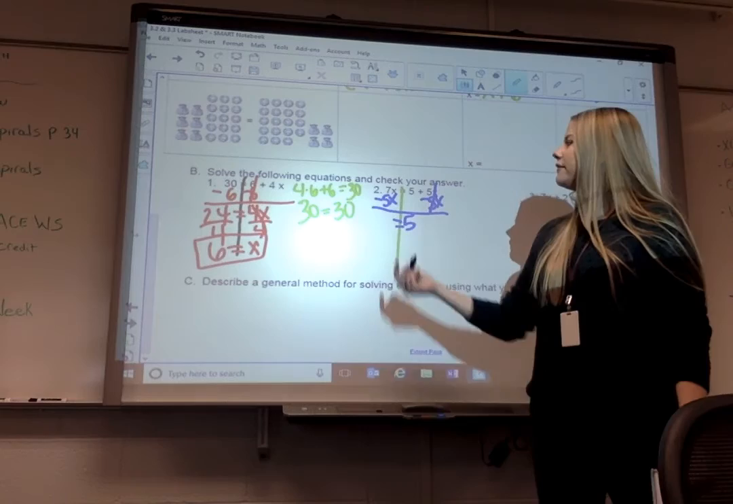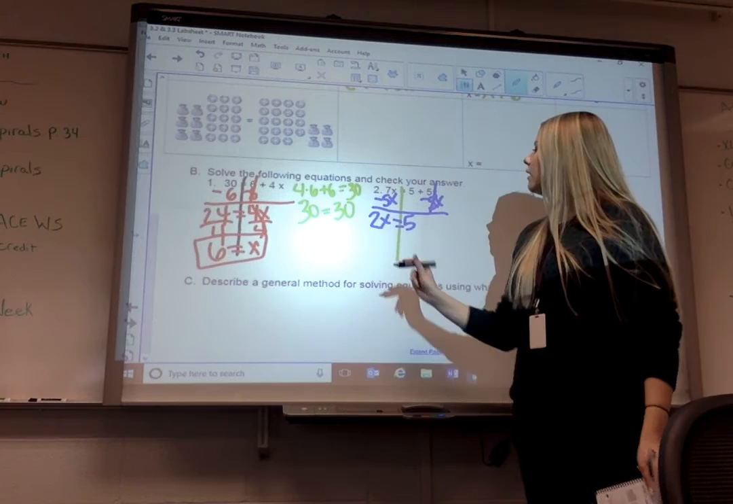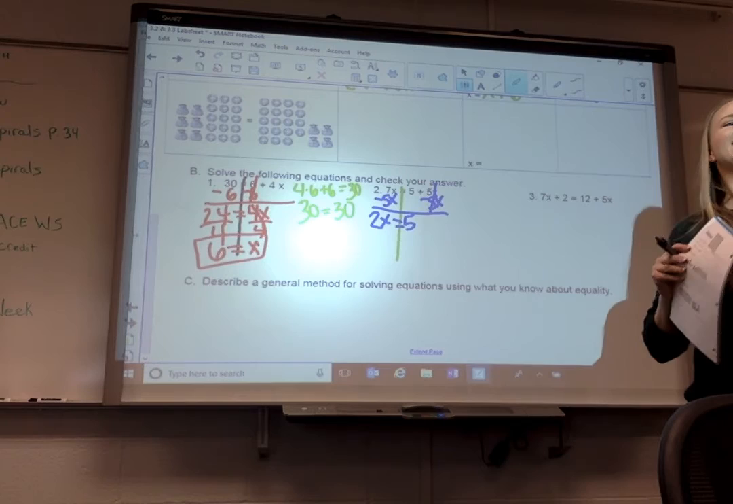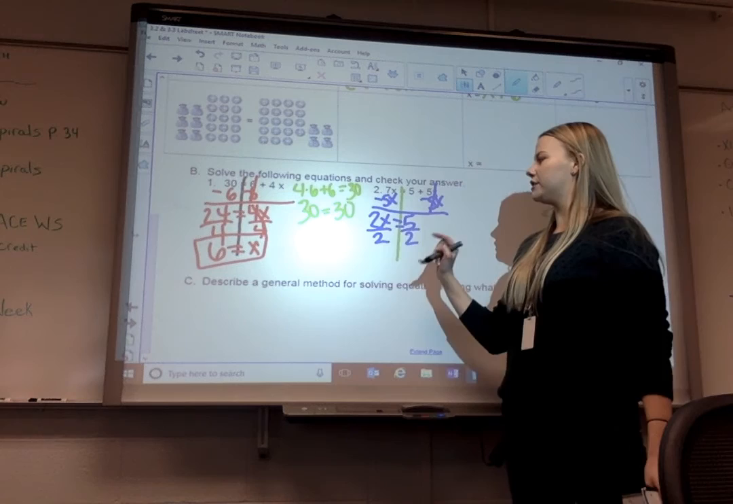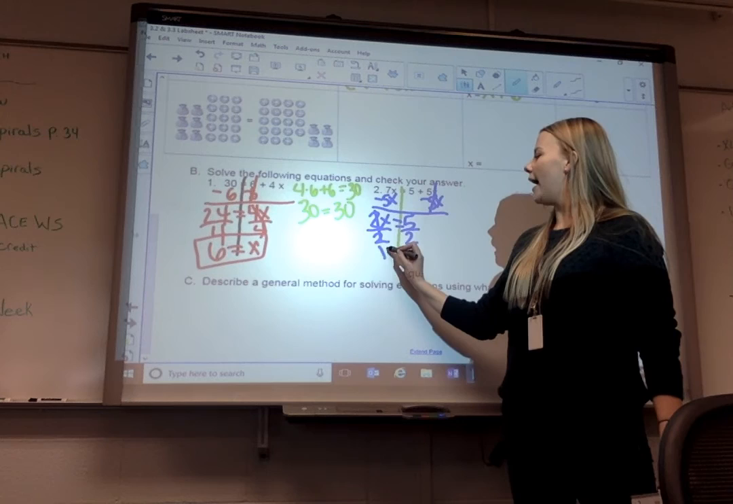7x minus 5x gives me what, class? 2x. All right, next step. Raise your hand, tell me. Divide by the coefficient, which is 2, and again, we're showing our division symbol as it would look as a fraction. 2x over 2 simplifies to x equals 5 over 2. What's 5 over 2 in decimal form?